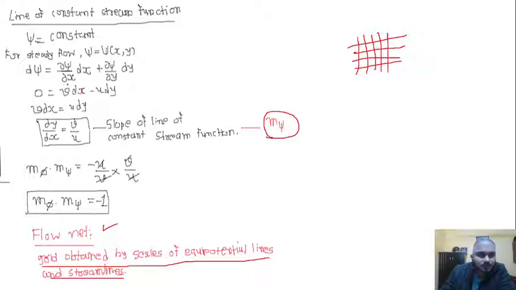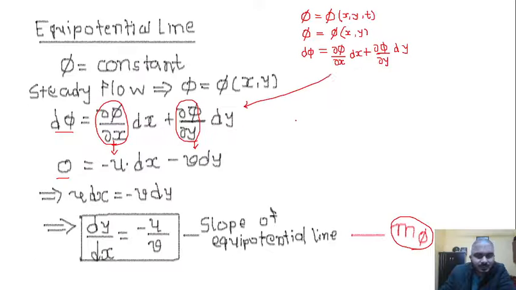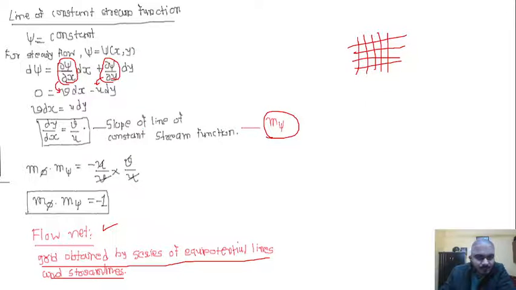Instead of del psi over del x we put v, and instead of del psi over del y we put minus u. So finally we get dy by dx as v upon u, that is the slope of the line of constant stream function, denoted as m psi. Previously we had m phi, which is minus u upon v, and here we have m psi, which is v upon u. So m phi multiplied by m psi gives minus 1.